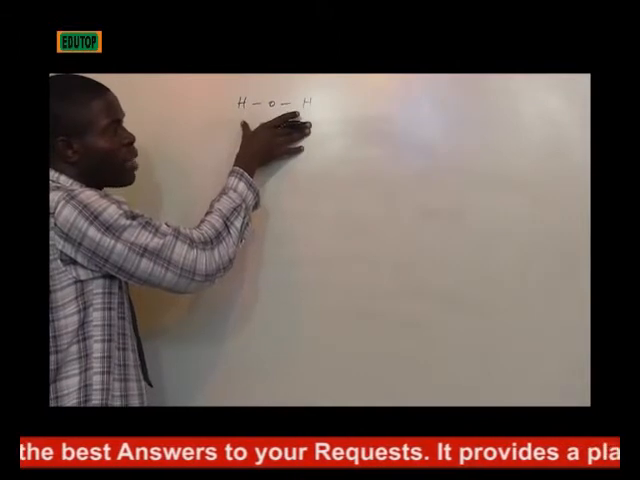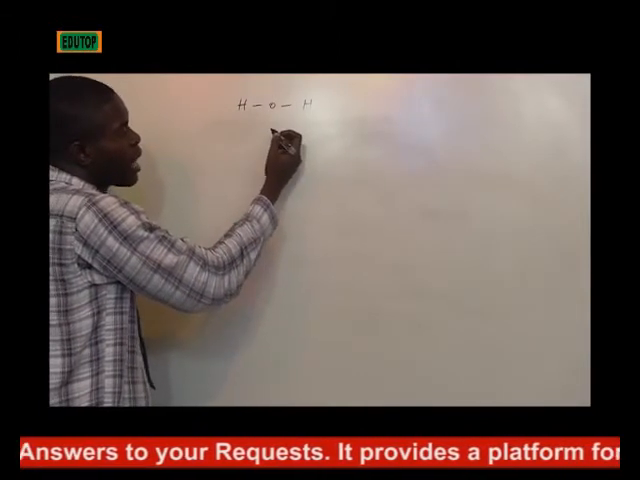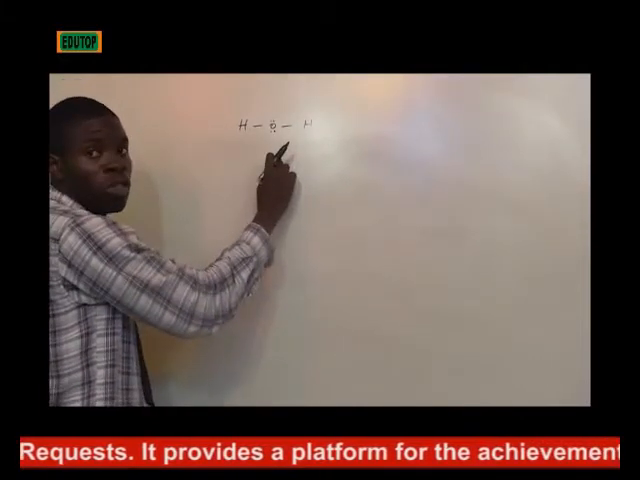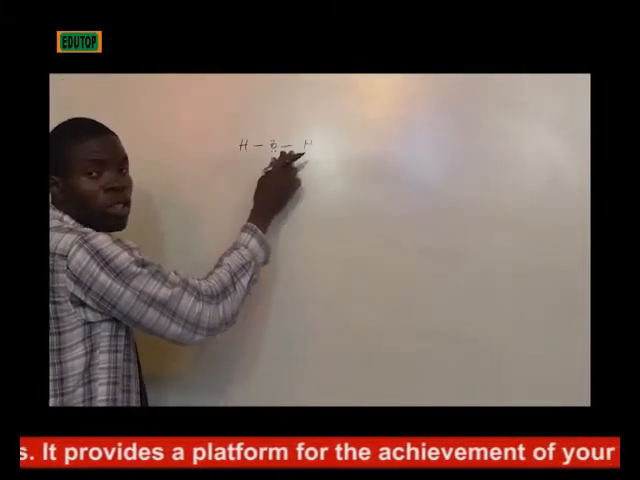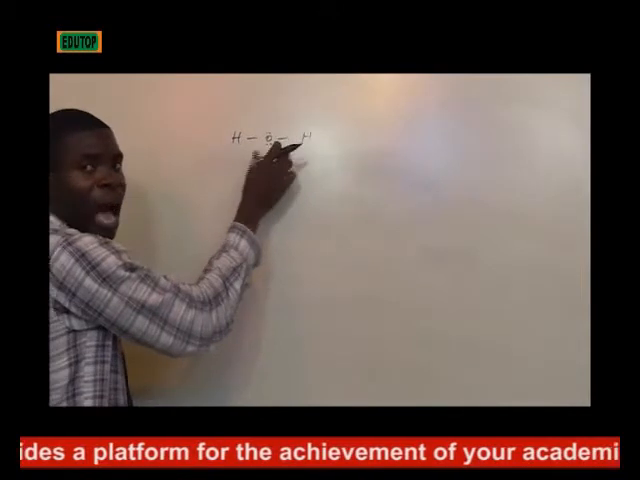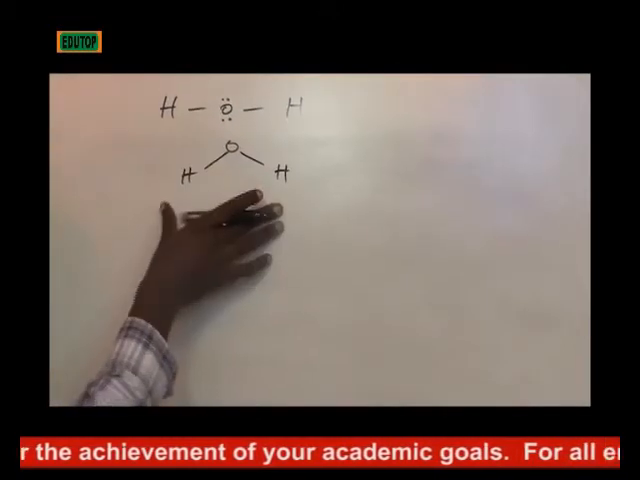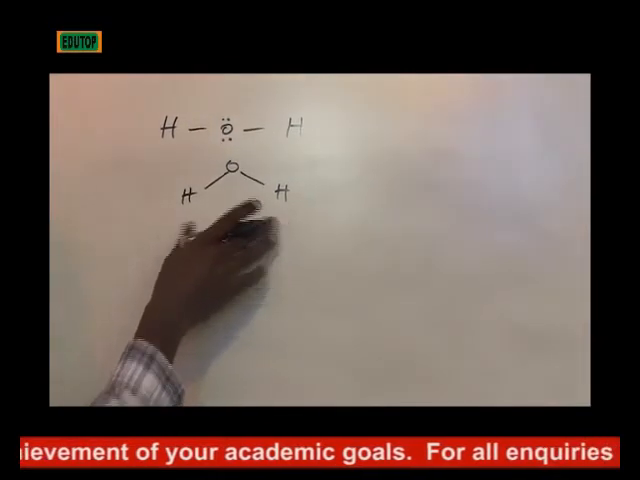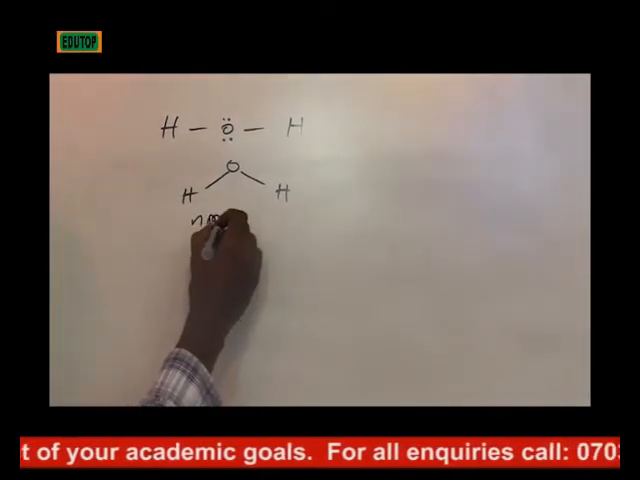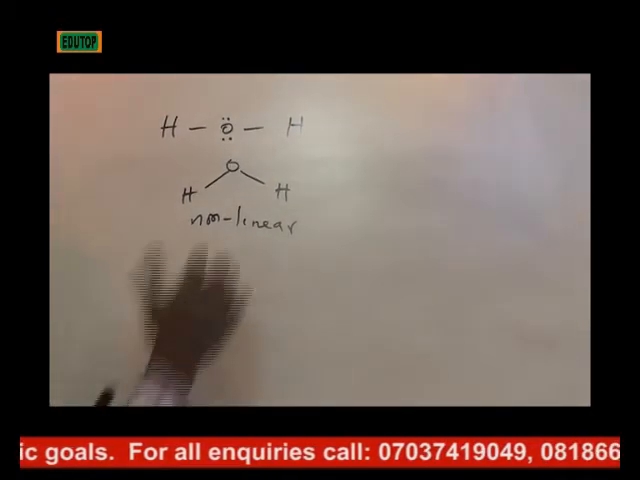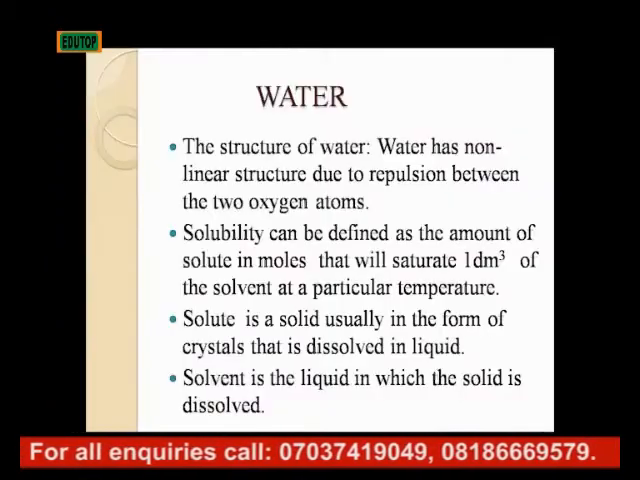But water can never be linear because of the fact that you have what they call electron-electron repulsion, which bends the bond. And when these bonds are being bent, then you have it this way. So this is what accounts for the non-linear structure of water, because of the electron-electron repulsion.